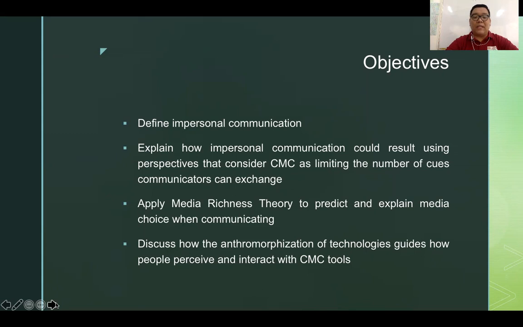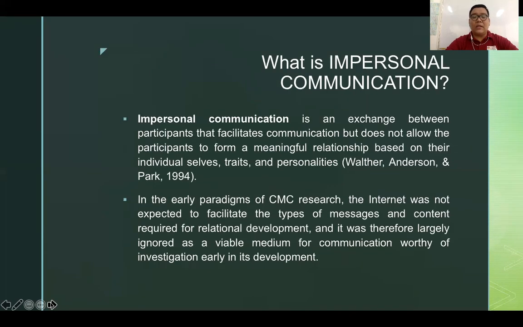Third is to apply media richness theory to predict and explain media choice when communicating. And last is to discuss how anthropomorphization of technologies guides how people perceive and interact with computer-mediated communication tools. So let me begin by defining what impersonal communication is.